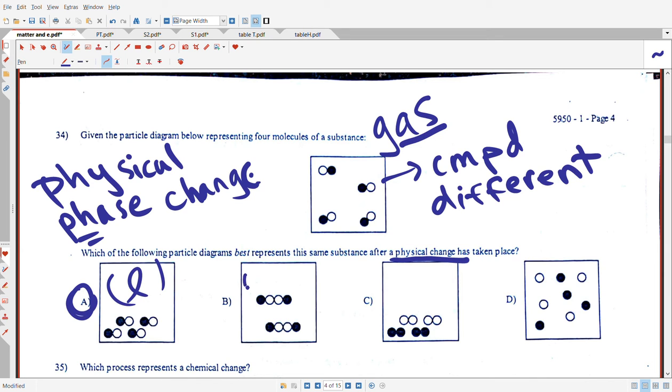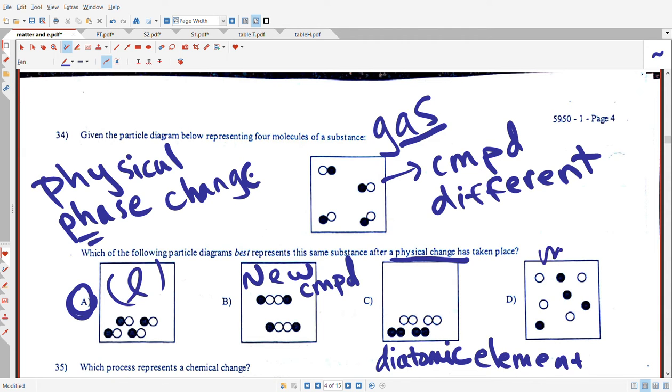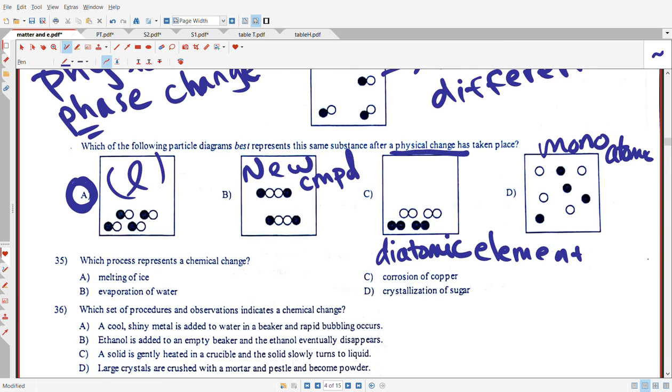This one turned into a new compound because before it was just one white and one black. This is definitely turned into something new. It broke up into its diatomic elements, and here it broke up into monatomic elements. So these are chemical changes because it turned into something new. So the only one that's physically changing is going from either solid to liquid to gas or any of those. So this one was a tough one.